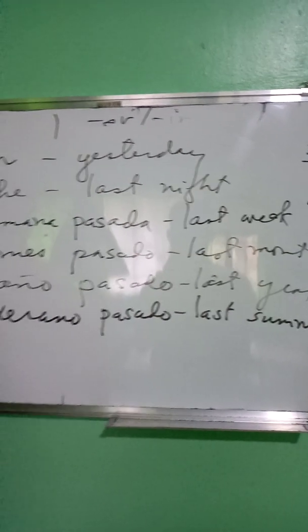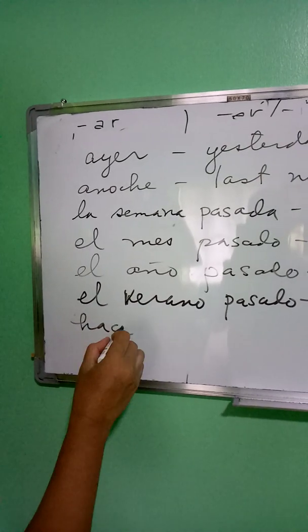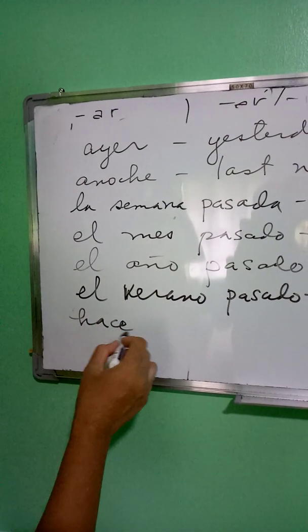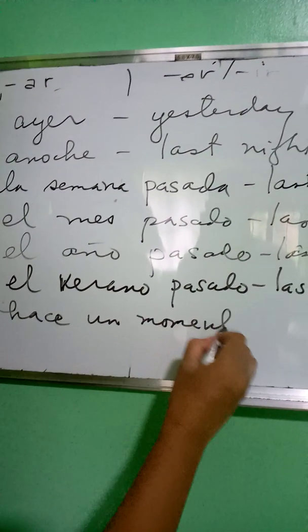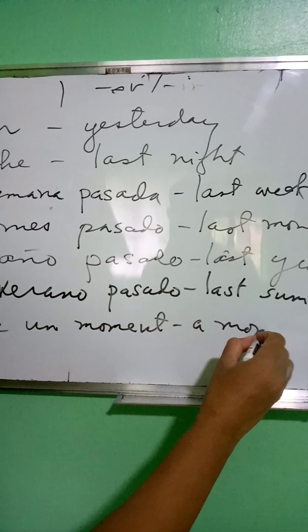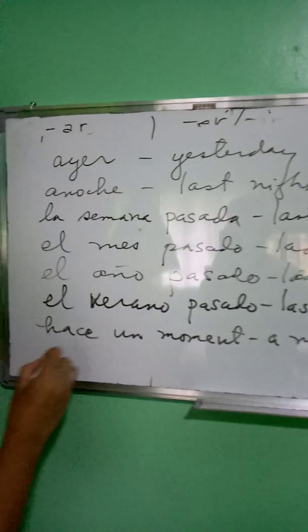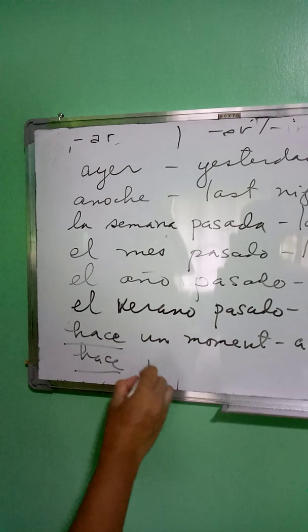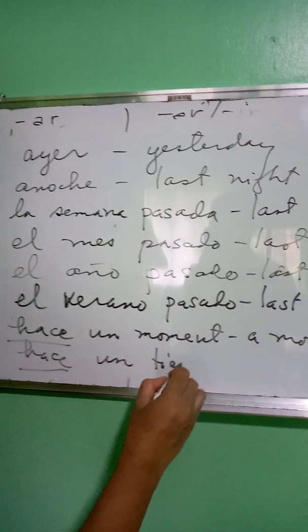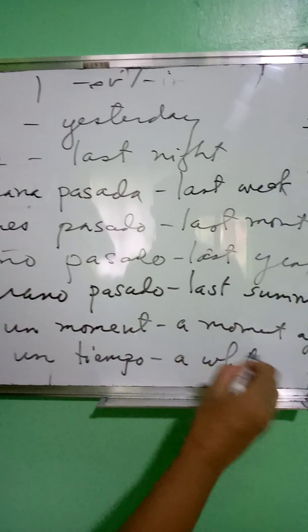So how do we say a moment ago? A moment ago is hace, coming from the verb hacer. Hace un momento. A moment ago. How do we say a while ago? Hace, so this hace is ago. Hace un tiempo. A while ago.